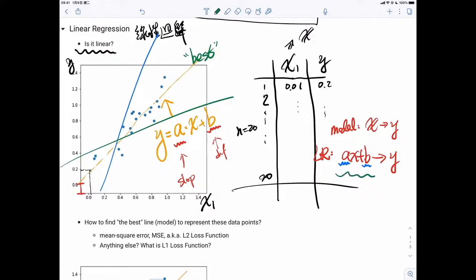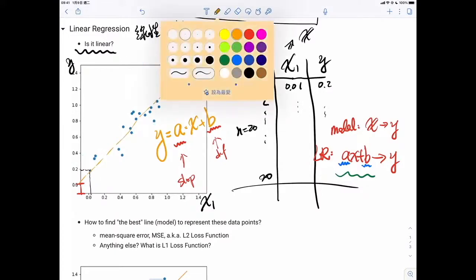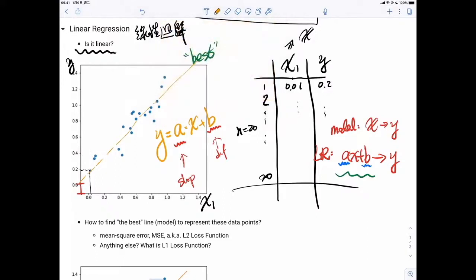You can see that for this very simple model, we only need two parameters to describe this line, rather than using 20 data points where each one has x and y. We only use two variables to describe this line, rather than 40 variables to describe the original data, which is much more efficient, right? Although this orange line is not that perfect.